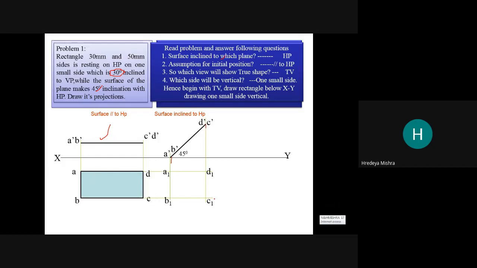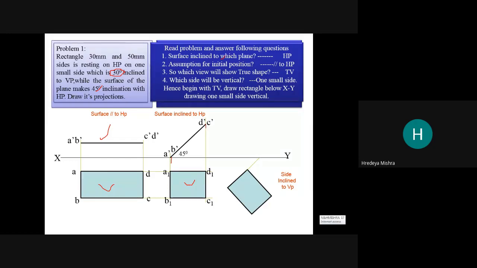See, is this shape and this shape equal? No, because this is your true shape and this is your drawing shape which is 45 inclined to the HP. Okay, now third step is there. What is the third step?